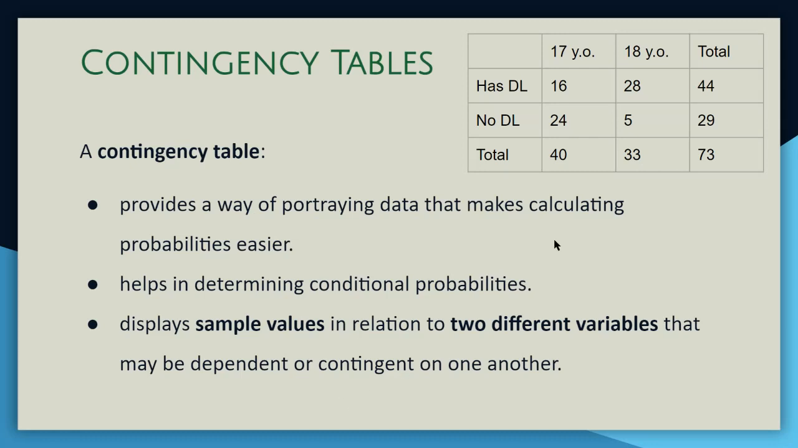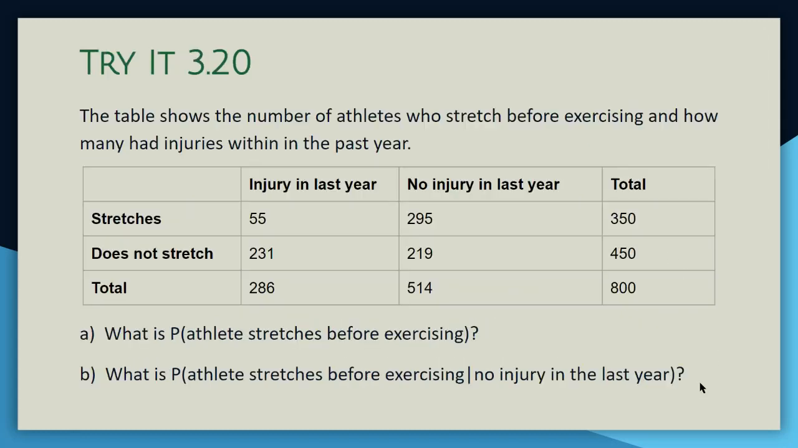For example, this contingency table has a sample of 73 17- and 18-year-olds, and we're looking at how many in each of those age groups has or does not have their driver's license. We can use this contingency table to figure out whether the age of the teenager depends on whether or not they have a driver's license, or whether driver's license depends on how old they are. We're going to do two examples really quick.